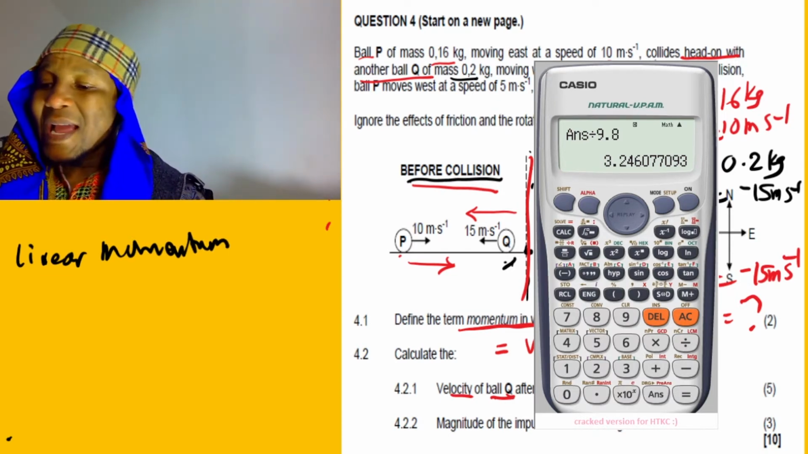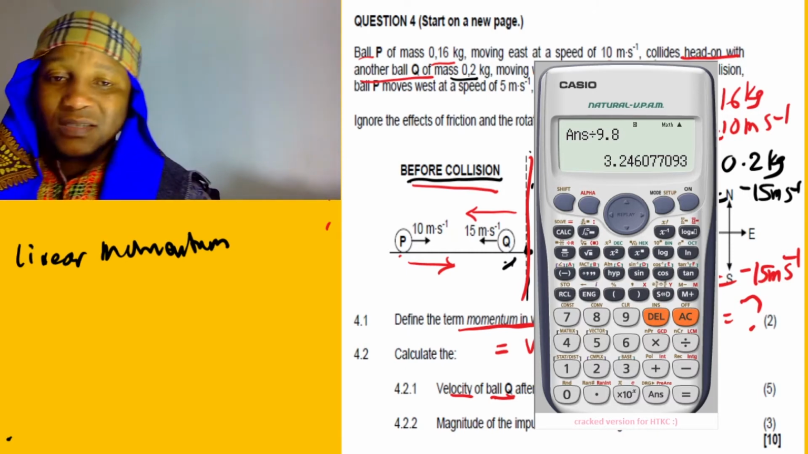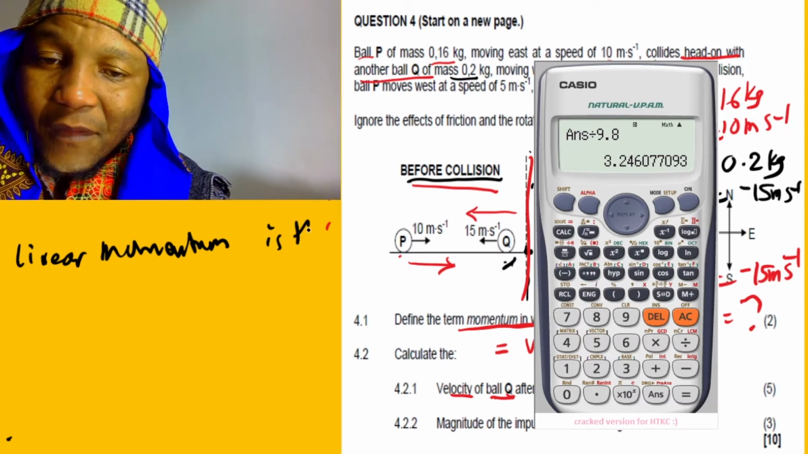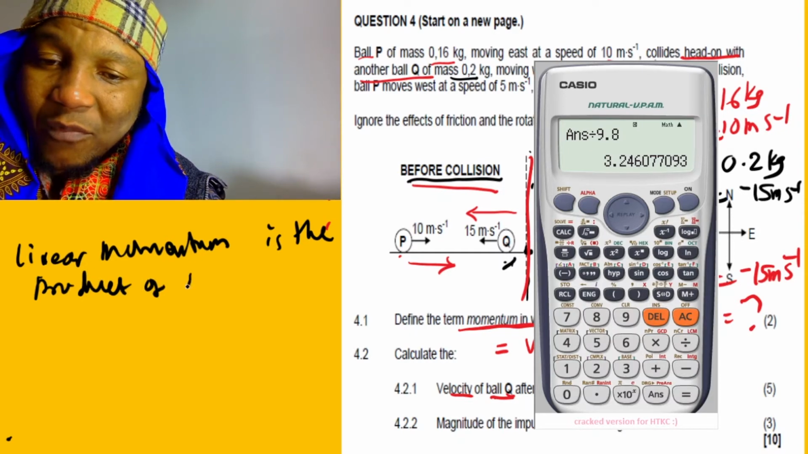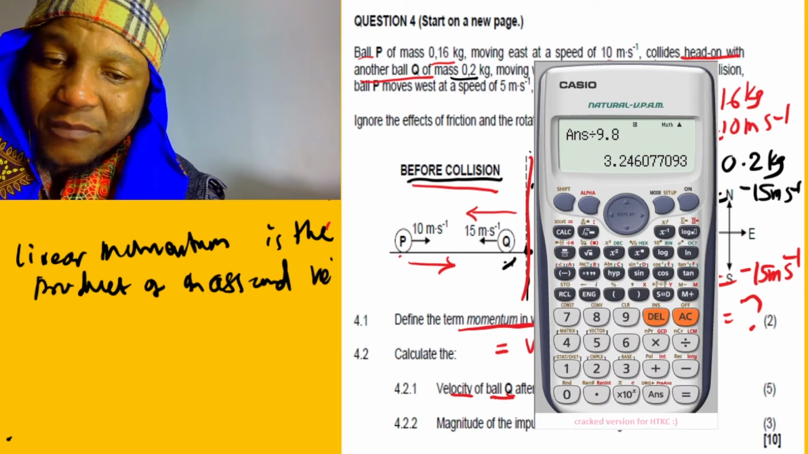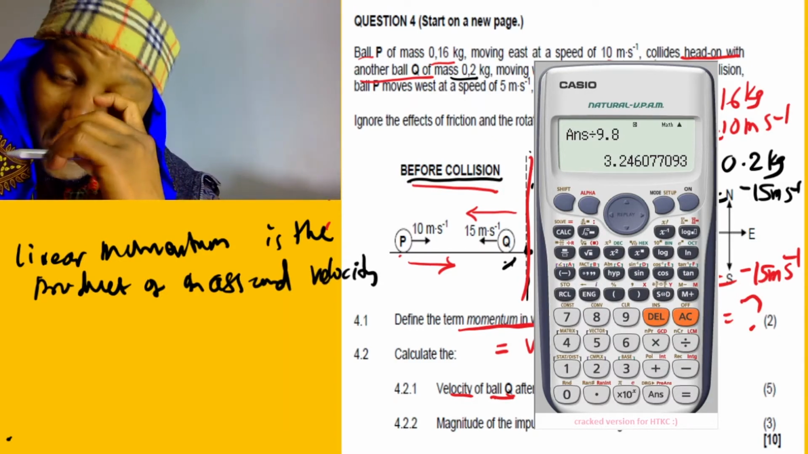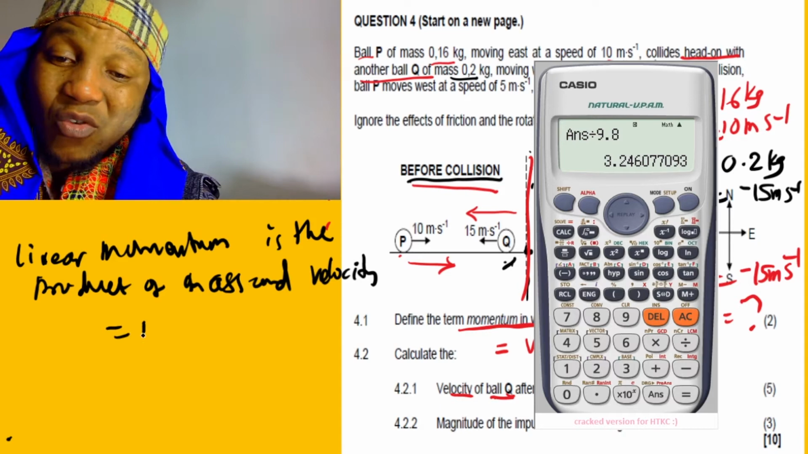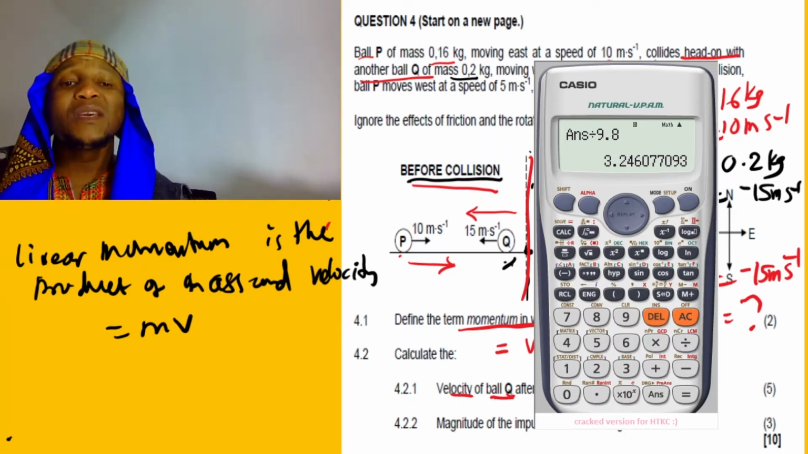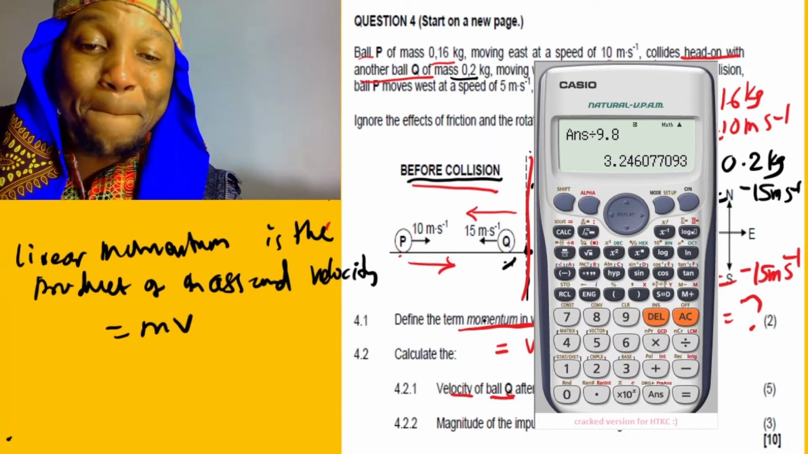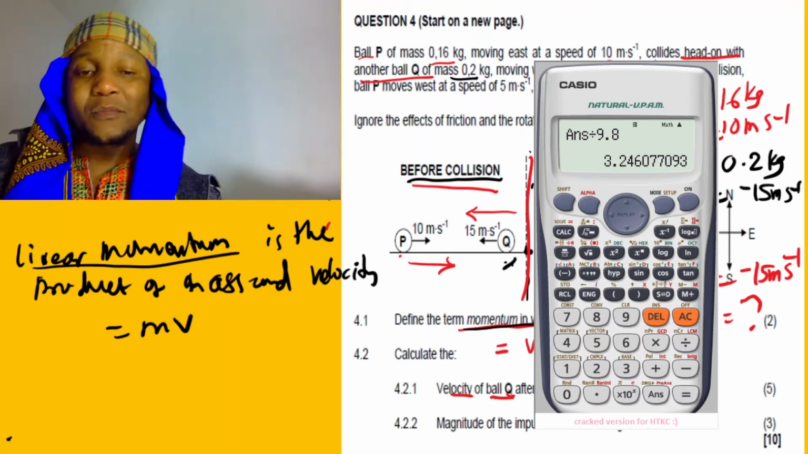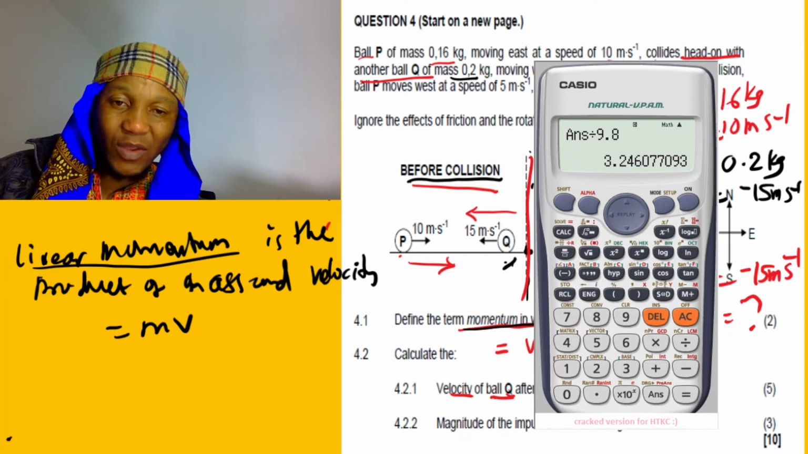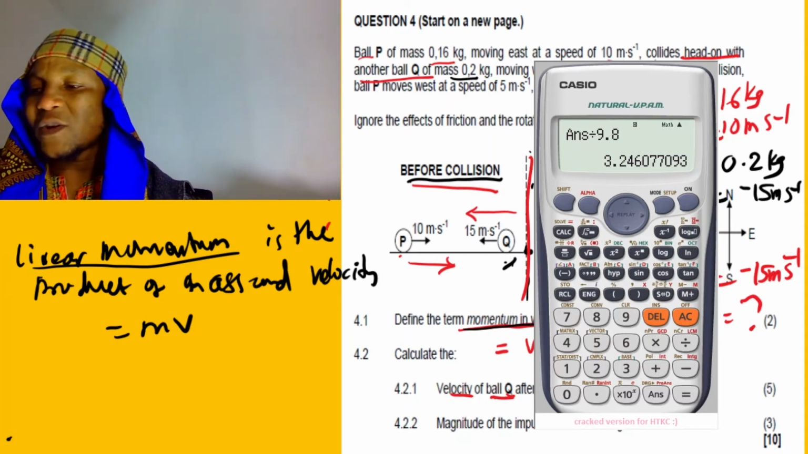Linear momentum is the product of mass and velocity. So we can simply say momentum equals mass times velocity. You understand what I'm saying? That's how we get the linear momentum. Don't forget to say linear momentum. So we got the first one. Now let's go for the second one.